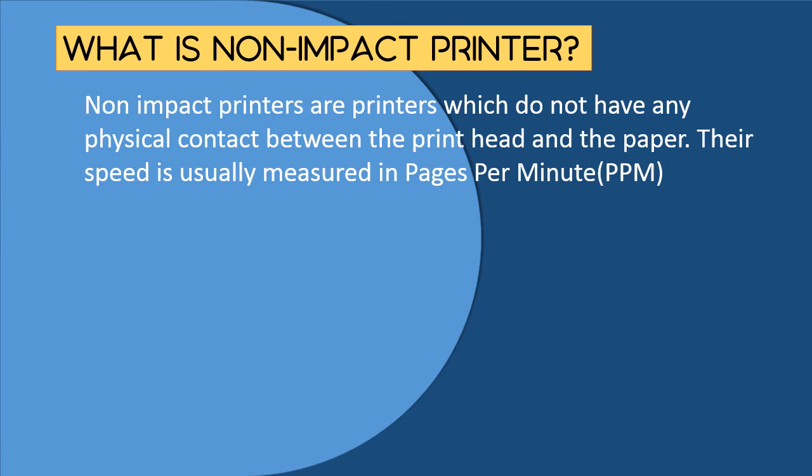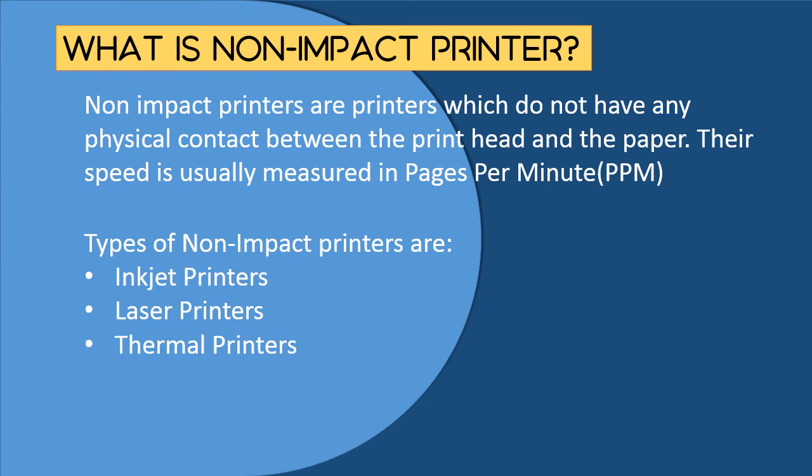What is non-impact printer? Non-impact printers are printers which do not have any physical contact between the print head and the paper. Their speed is usually measured in pages per minute, ppm. Types of non-impact printers are inkjet printers, laser printers, thermal printers.